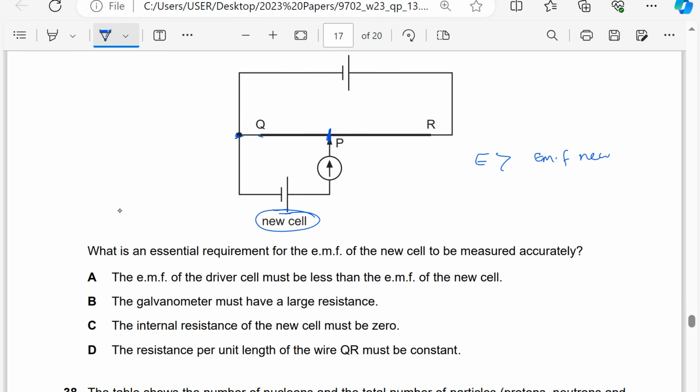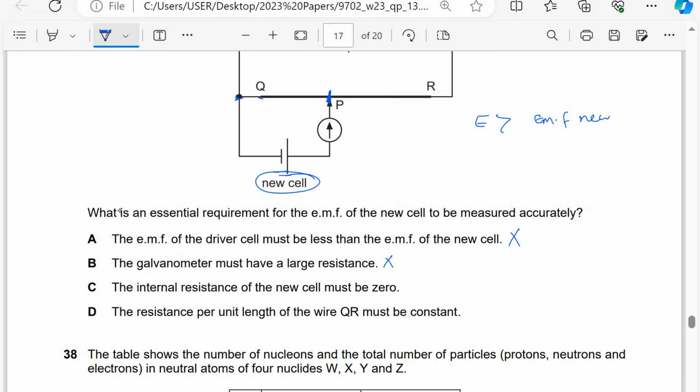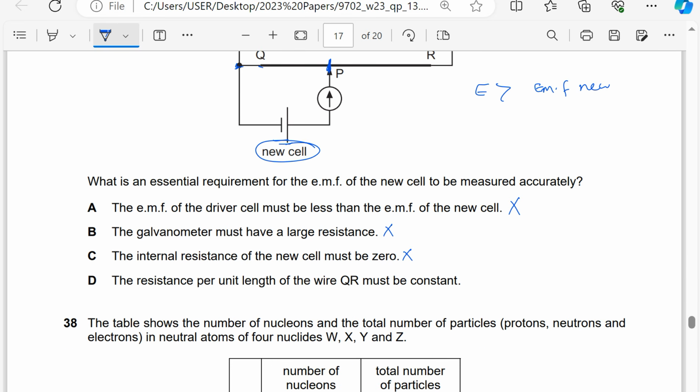The EMF of the driver cell must be less than. That is not true. It should always be greater than. The galvanometer must have a large resistance. Of course, this doesn't apply. After all, it is going to read 0 when there is a balance. The internal resistance of the new cell must be 0. So this one is not connected to EMF at all because we just need balance. The resistance per unit length of the wire QR must be constant. I think this is very true.